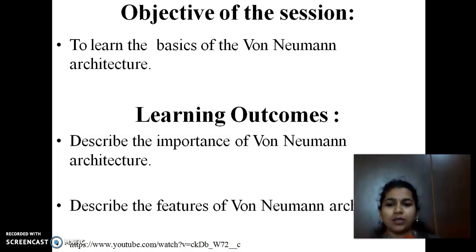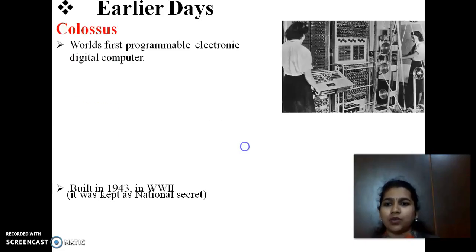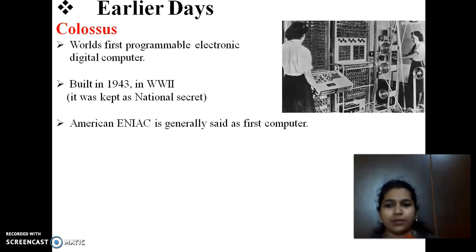The first thing is you will understand the importance of von Neumann architecture. You will have a brief idea about the features of von Neumann architecture. So in earlier days, there was a computer called Colossus, which was the first programmable electronic digital computer. It was built in 1943 in World War II.